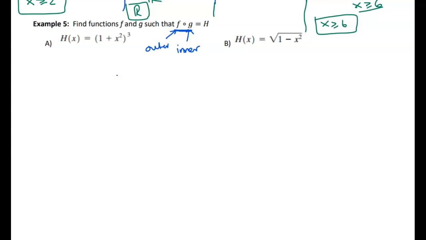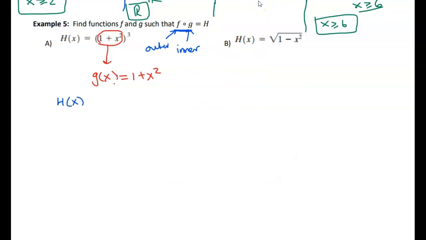So what you want to do is find things that are in parentheses most of the time, or under square roots, or at the bottom of a fraction. Those are all good candidates for g of x, so call that g of x. I'm going to call this g of x. And again, this is not unique. Sometimes it is, but we're going to say g of x is 1 plus x squared.